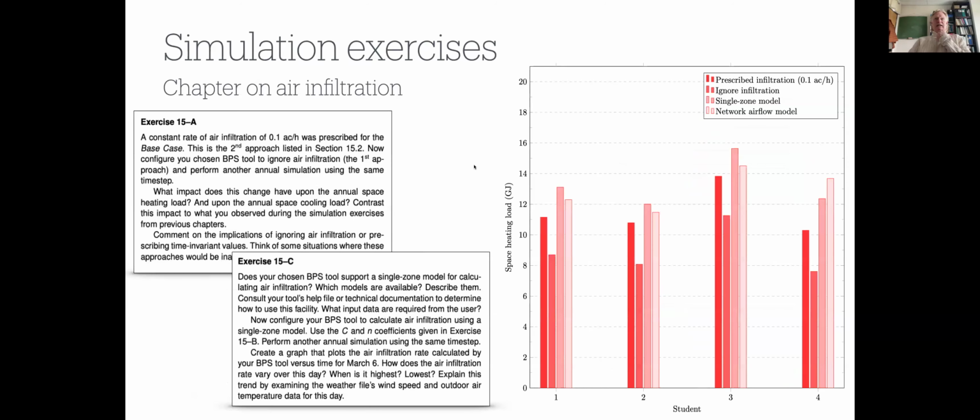Here's another example where we're looking at the chapter on air infiltration, and we're looking at each one of these groups of bars here as a different student. And you can see we're trying two different commonly used methods of treating air infiltration. Just ignore it, or we prescribe a fixed air infiltration rate. Both of them are not very accurate representations of reality, and we can see that each one of these students is showing that has a significant impact on our predicted heating load. And then we try a couple of more sophisticated modeling approaches, and we see, well, those also have a pretty big impact on predicted heating load.